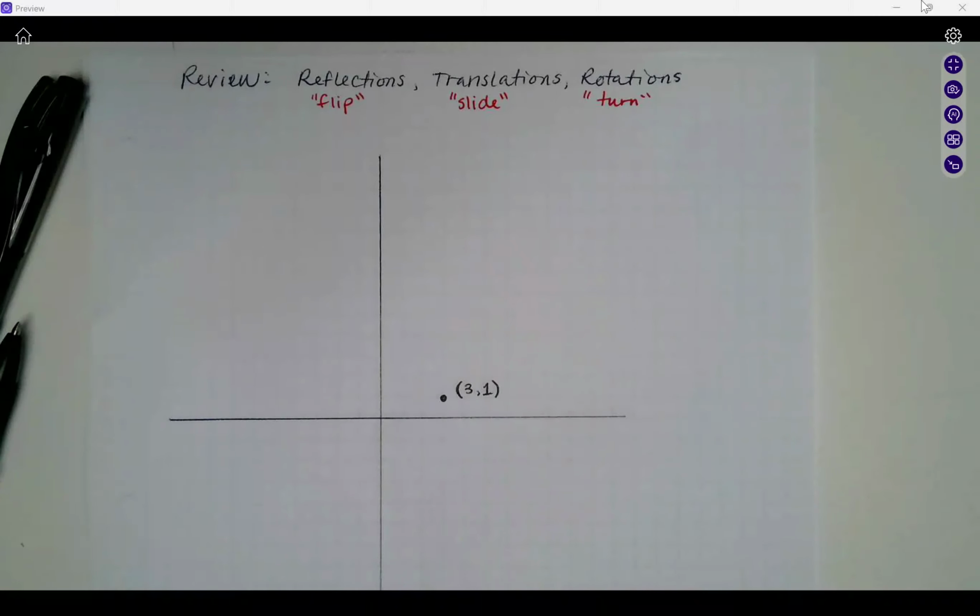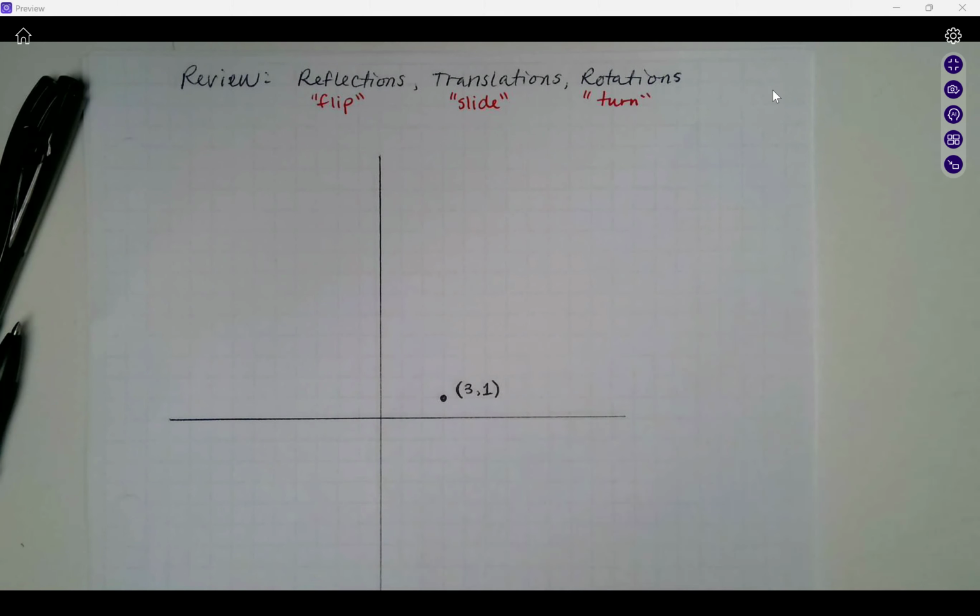Today we reviewed reflections, translations, and rotations. And I just want to remind you that a reflection can be referred to as a flip, a translation can be referred to as a slide, and a rotation can be referred to as a turn.